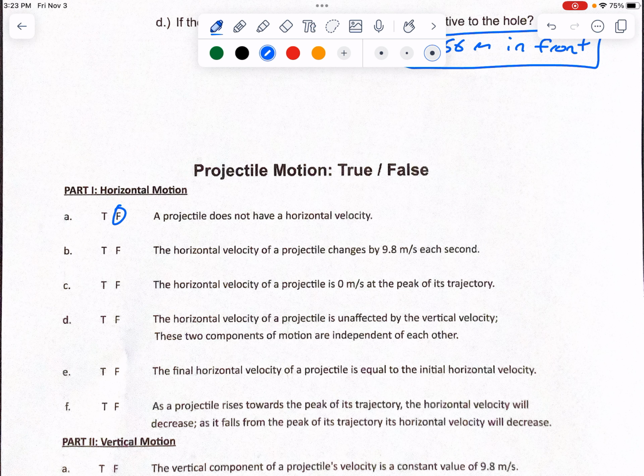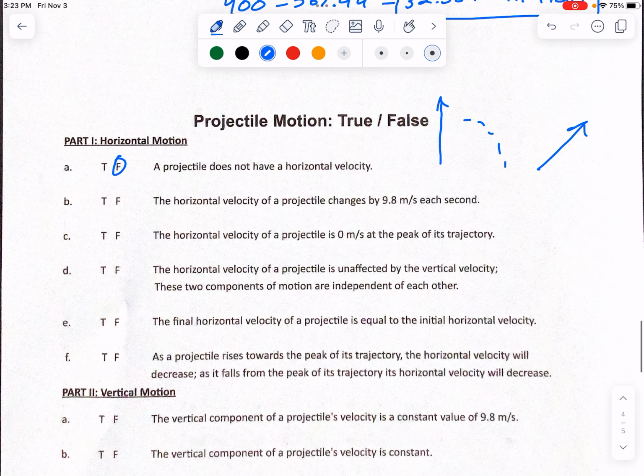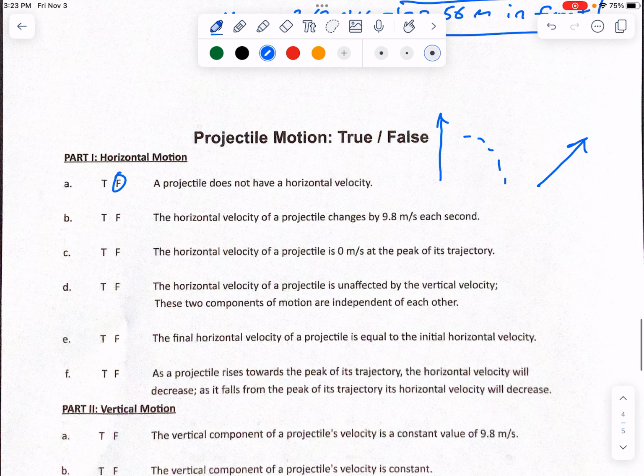We haven't talked about that. We've been talking about things going off a cliff. We've been talking about launching things. Now, could a projectile be something that is launched straight up in the air? Then yes, it wouldn't have a horizontal velocity, but we haven't talked about that at all. We've just been talking about either going off a cliff or some type of surface and then launching something up in the air. So for everything that we've discussed, you always have a horizontal velocity, and it's not changing. So it does have a horizontal velocity.